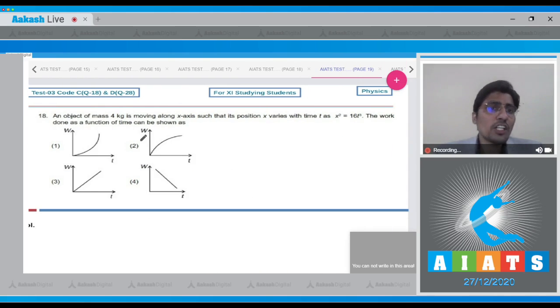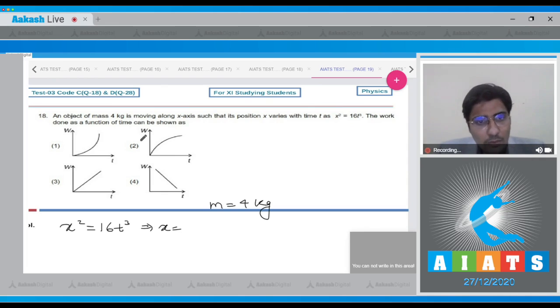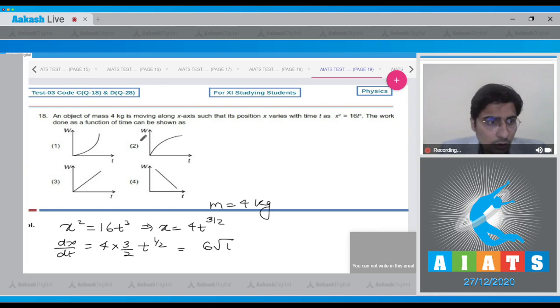In question 18, an object of mass 4 kg is moving along the x-axis so that its position x varies with time as x square is equal to 16t cube. The work done as a function of time has to be calculated. The mass is given to be equal to 4 kg. From this expression, x will be equal to 4t to the power 3 by 2. If we differentiate this x, this will be equal to 4 into 3 by 2 t to the power half, that is 6 root t. This will be, dear student, equal to velocity.